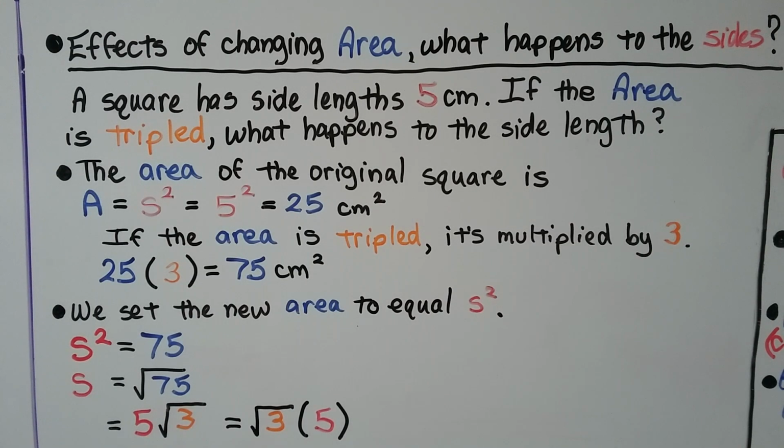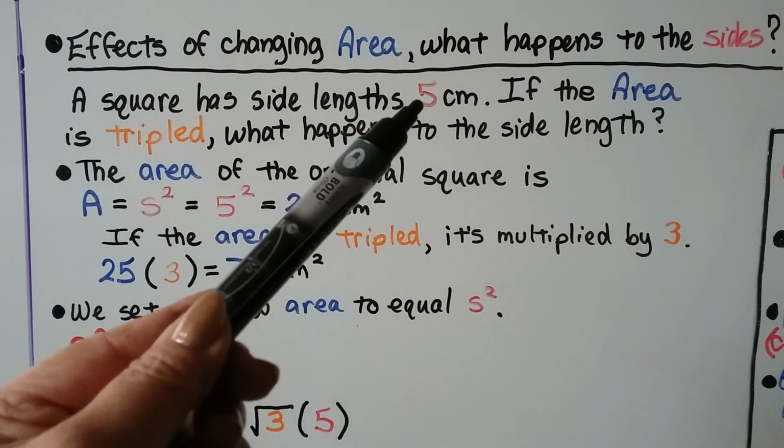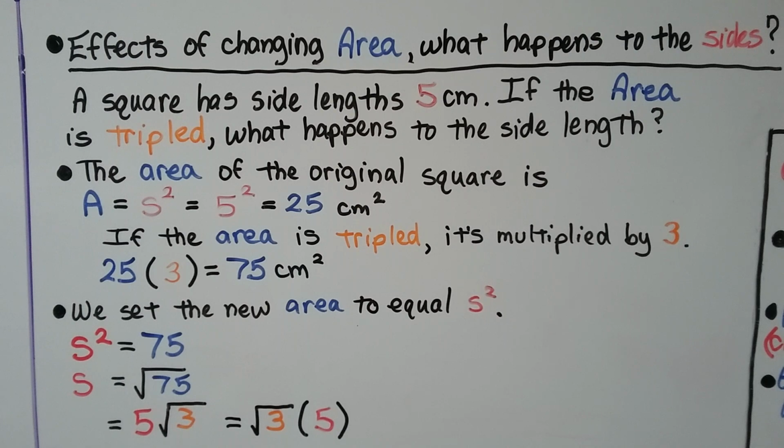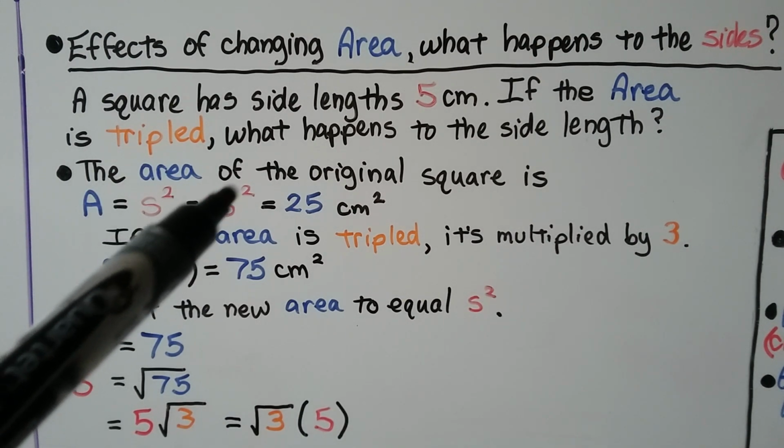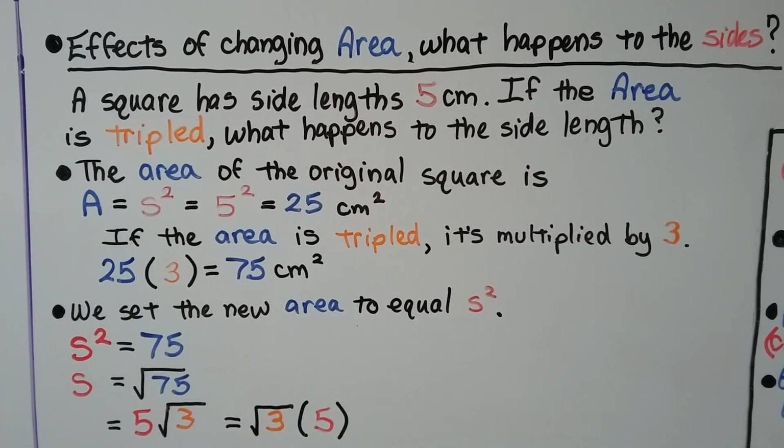For the effects of changing area, what happens to the sides? Well, a square has side lengths of 5 centimeters. If the area is tripled, what happens to the side length? The area of the original square is side squared, isn't it? So we're going to do 5 times 5, 5 squared, which is 25 centimeters squared. Well, if the area is tripled, it's multiplied by 3. So 25 times 3 is 75 centimeters squared.